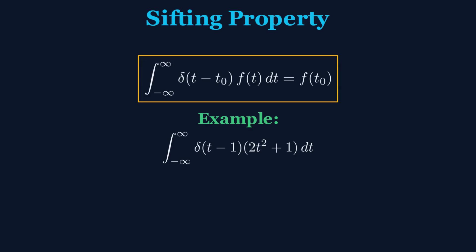Let us work through an example. Find the integral of delta of t minus 1 times the quantity 2t squared plus 1 dt. By the sifting property, we evaluate f of t at t equals 1. f of 1 equals 2 times 1 squared plus 1, which equals 3. The entire integral equals 3.